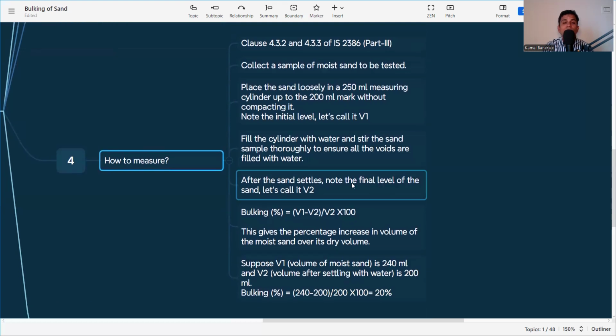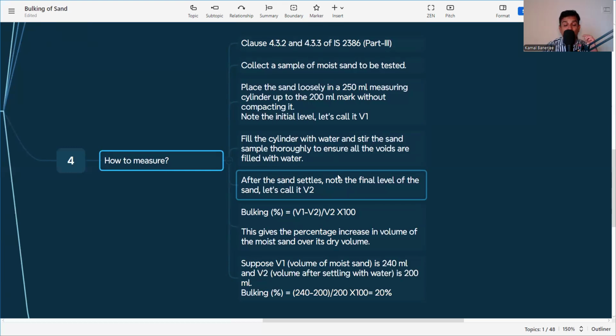So what will be the bulking? That means V1 minus V2. What is happening is that whenever we pour the moist sand, V1 is the volume including the bulking, so it will be the larger volume. After stirring the water, in a saturated condition, it will settle down, and that volume will be V2, which is only the sand particles' volume. So bulking will be V1 minus V2, the initial volume minus the final volume, divided by V2.